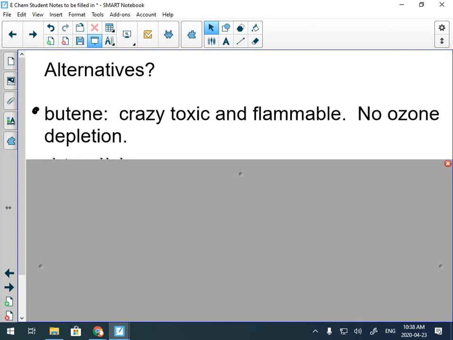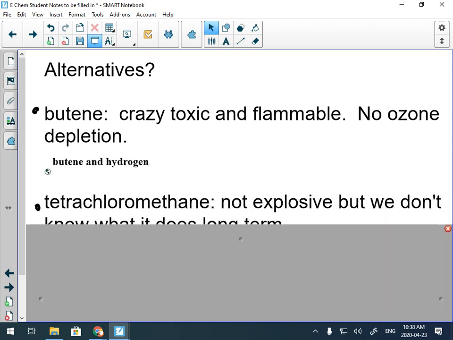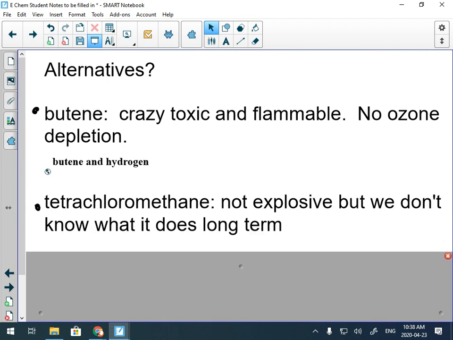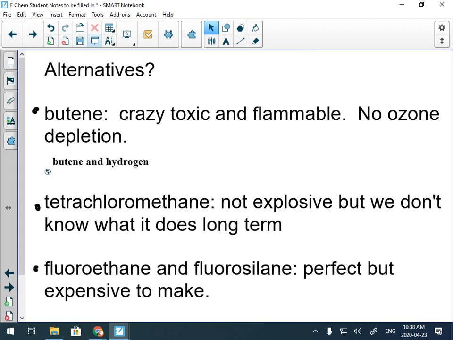So butene is a good alternative because it doesn't break down ozone, but it's flammable and toxic. So if your house starts on fire, your fridge is now a bomb if it's full of butene. Okay? Another really good one that most places use is tetrachloromethane. It's not explosive, but we haven't had it for long enough to know what extreme long-term things it does to the human body. Looks promising, like it's not going to cause any problems.